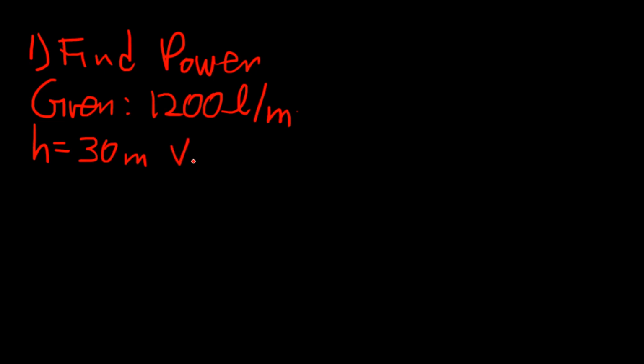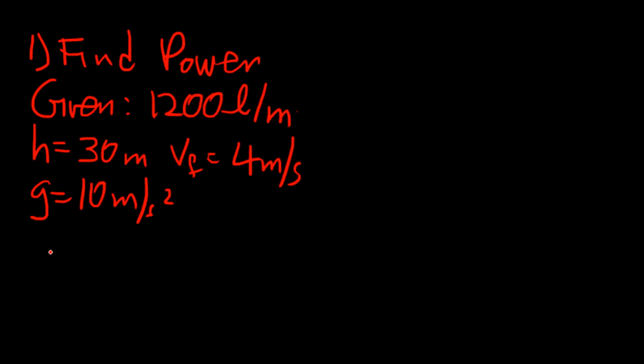We're trying to find power. And what are we given? So we are given that we have 1,200 liters per minute, H of 30 meters, velocity at the exit was it 4 meters per second? Anything else in here? We're on Earth, so we'll assume that gravity is equal to 10 meters per second squared. Okay, relationships. I'm looking for power.